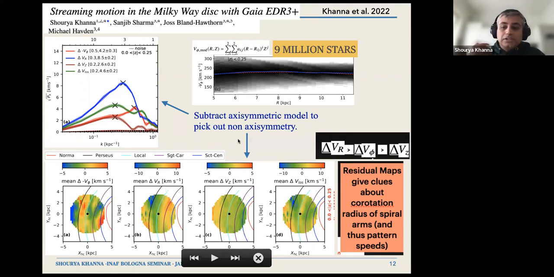You can relate these to the co-rotation radius of the individual spiral arms. So thanks to Gaia, we're now able to do this. This was for 9 million sources for which we had radial velocities. There was no population selection here.